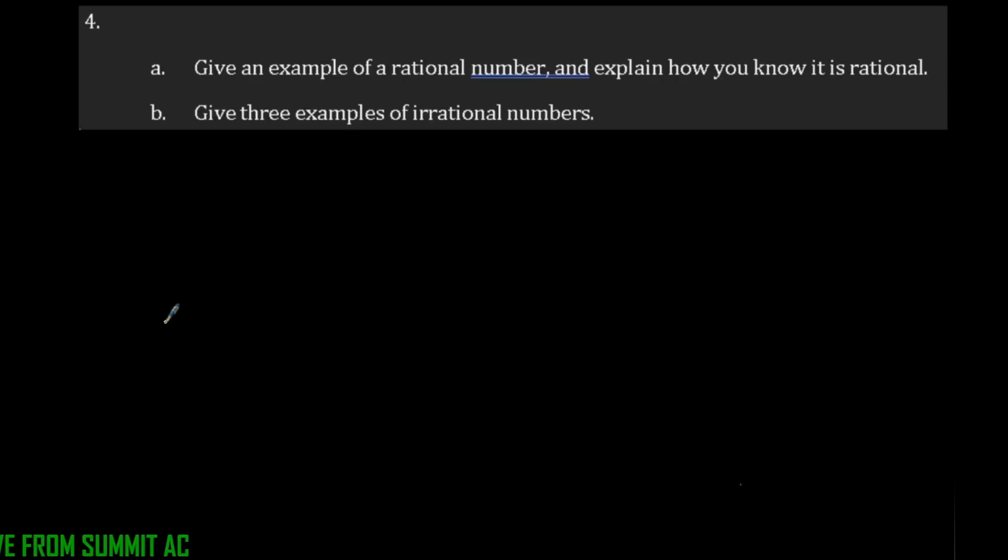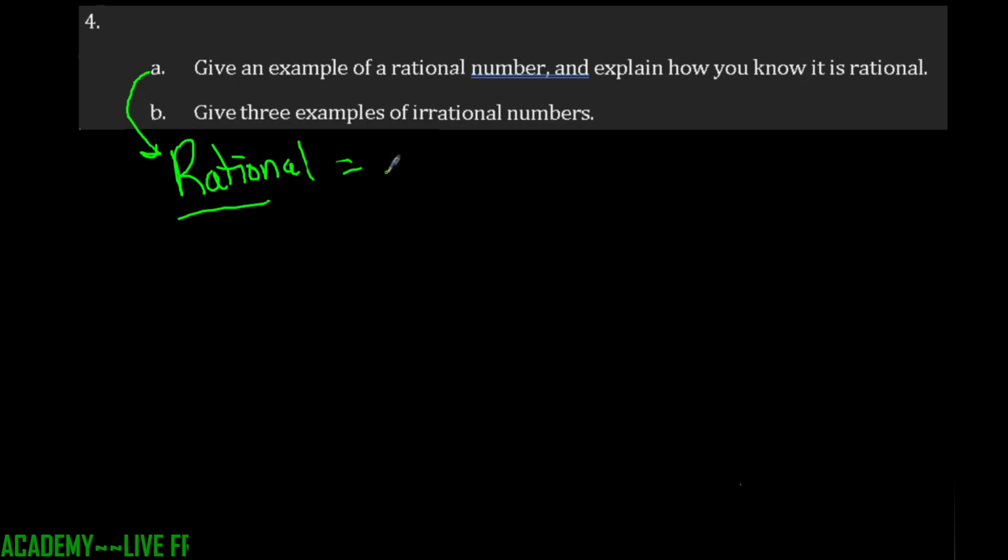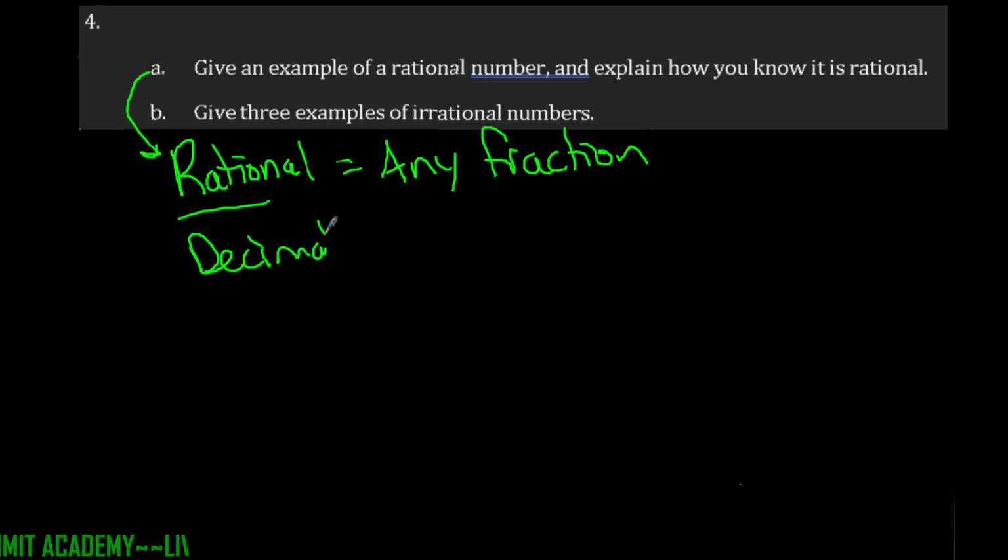For number 4, it says, give an example of a rational number and explain how you know it is rational. So what I'm going to do is give you the definition, and I want you to give me the number. When it's rational, that just means it could be a ratio. So any fraction would work for a rational number. And if you're looking at the decimal form, the decimal either ends or it repeats. It has to do one of those two.